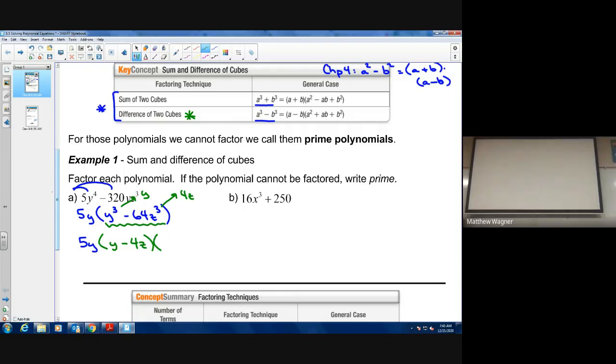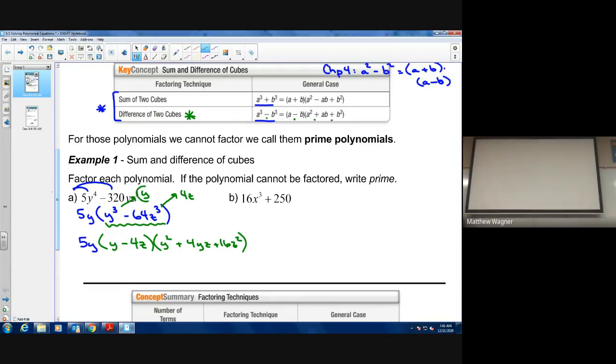We have a squared plus ab plus b squared. So we want to take y and square it. We want to multiply y and 4z together. We're going to add that. So we have 4yz. And then we want to square 4z, which is 16z squared. All right. Please note the signs in these patterns will always stay the same.